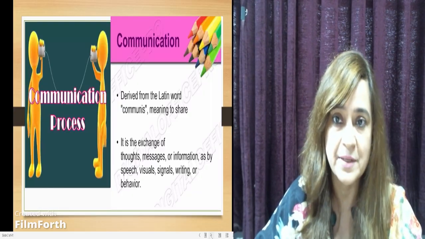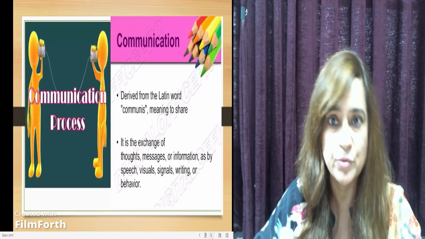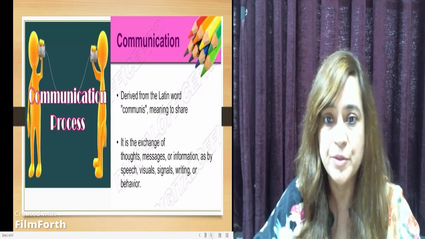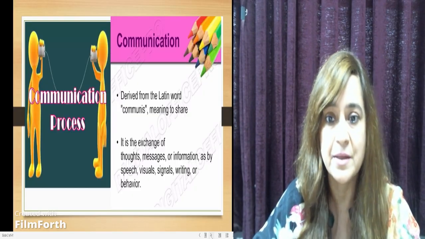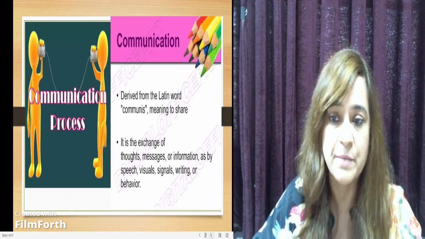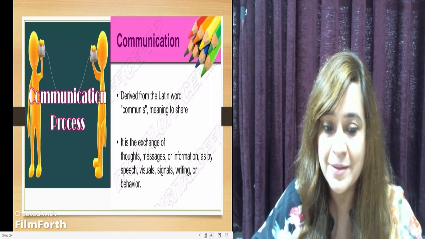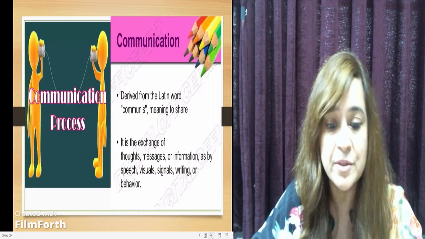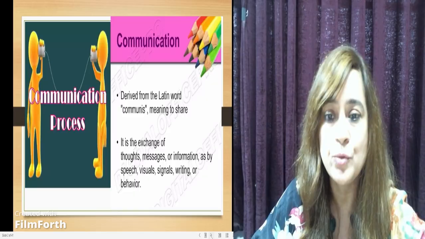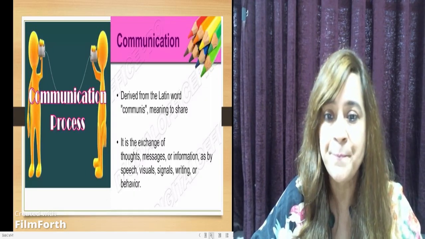Now, let us first understand what communication is. Here, I have given a definition to communication. It is actually derived from the Latin word communis, and the meaning is to share. So basically, communication is an exchange of thoughts, messages, ideas, any information, any experiences, via speech, via visuals, via signals, writings, through our behavior. So it has to do with all the conscious and unconscious process.